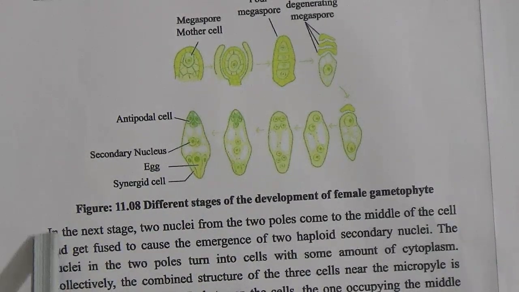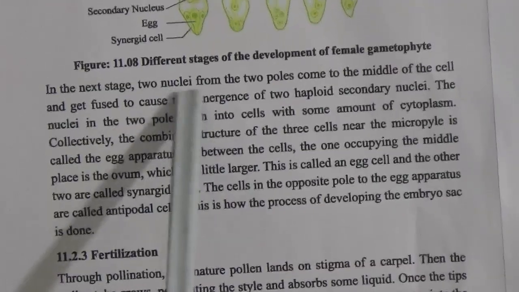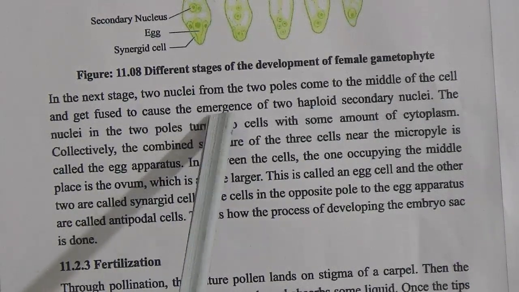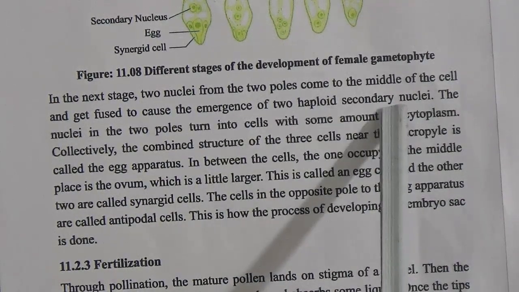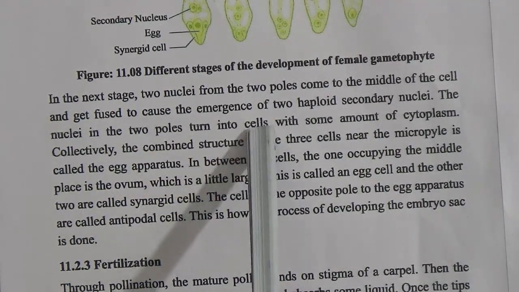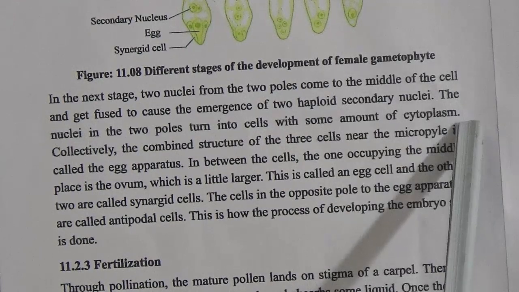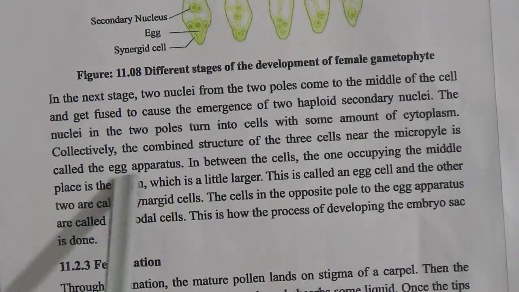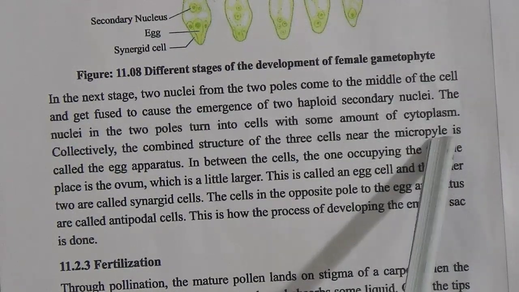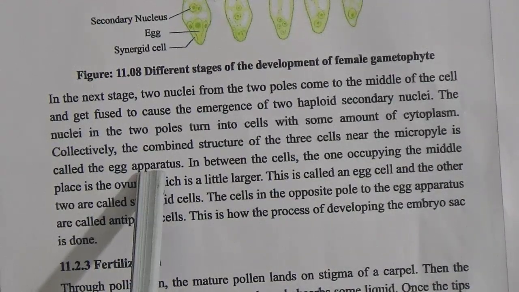Now in the next stage, 2 nuclei from the 2 poles come to the middle of the cell and get fused to cause the emergence of 2 haploid secondary nuclei. The nuclei in the 2 poles turn into cells with some amount of cytoplasm. Collectively, the combined structure of the three cells near the micropyle is called the egg apparatus.